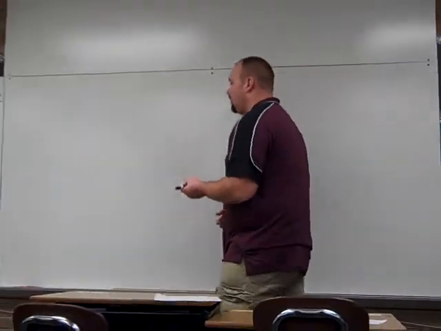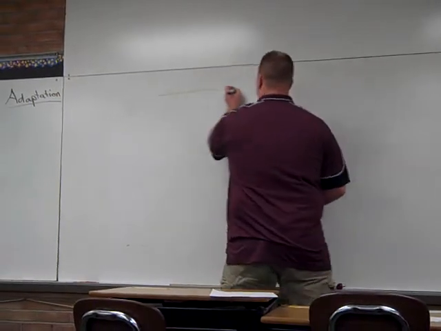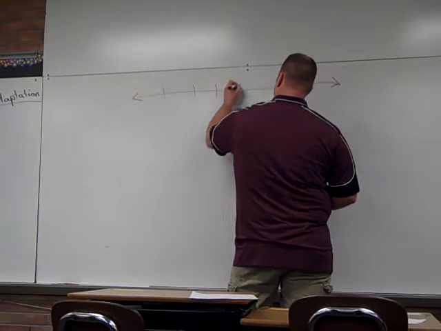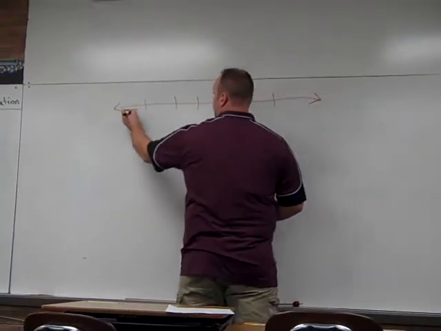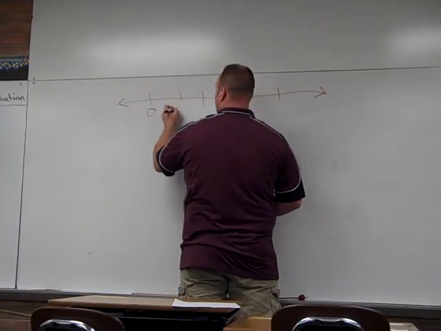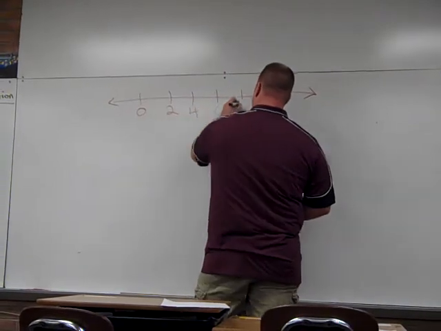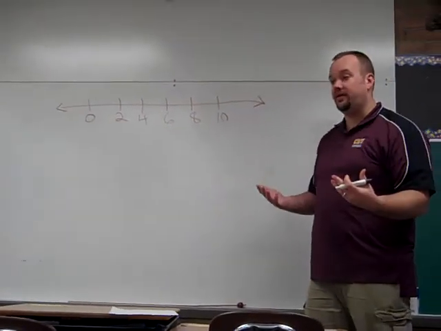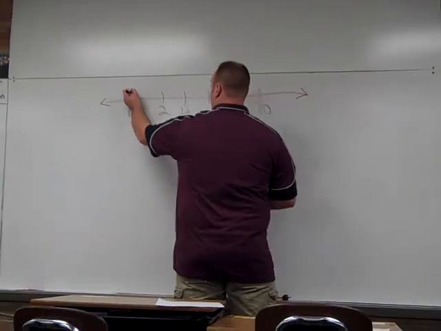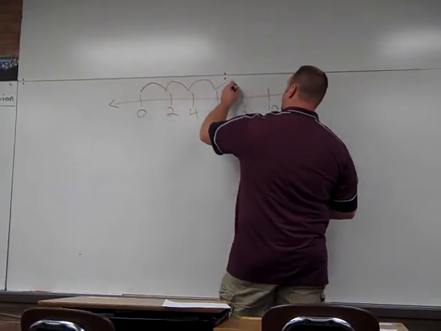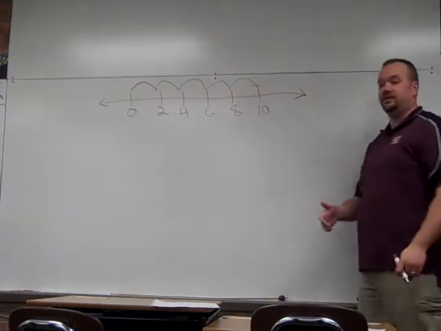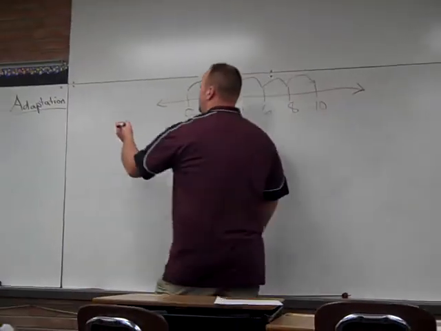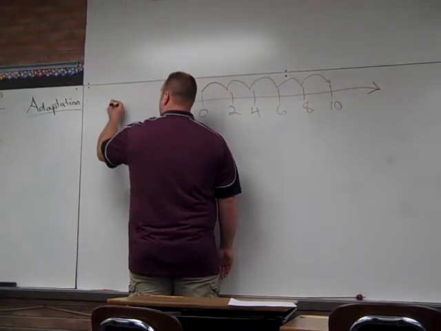So the first way to do it is think of your number line. And I'm just doing it by 2. 2, 4, 6, 8, 10. So if we want to do 2 times 5, you start at the 0 and you go 1, 2, 3, 4, 5. 2 times 5 is 10. Okay? So your first way to do it is skip counting.